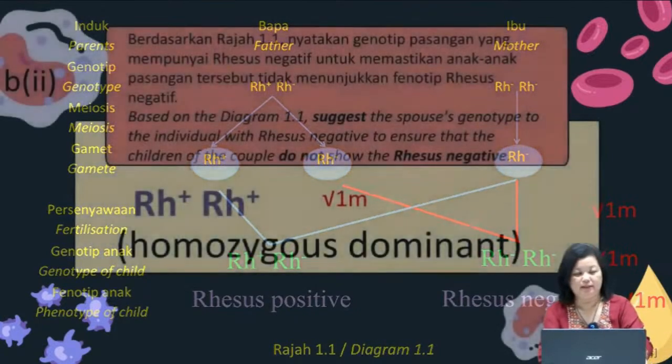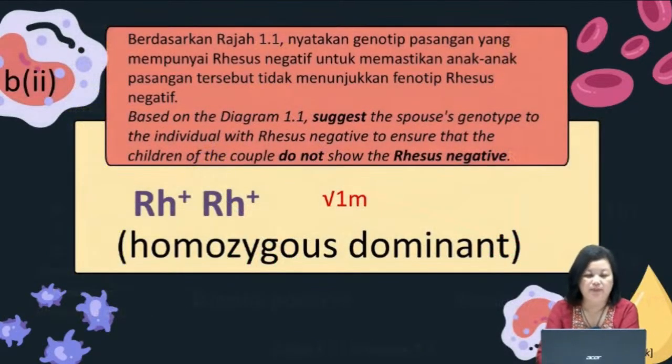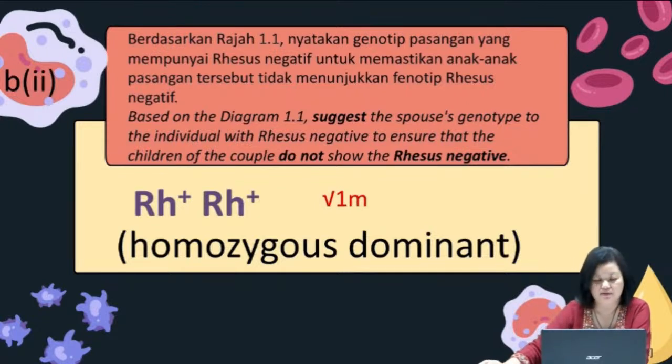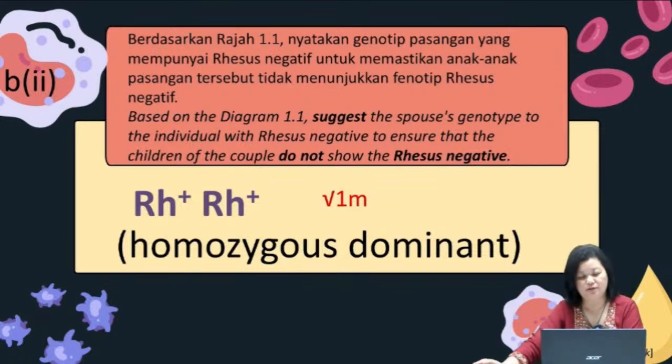Question B2. Based on diagram 1.1, suggest the spouse genotype for the individual with rhesus negative to ensure that the children of the couple do not show rhesus negative. If we don't want them to show rhesus negative, the spouse must normally carry the rhesus positive, that is homozygous dominant.